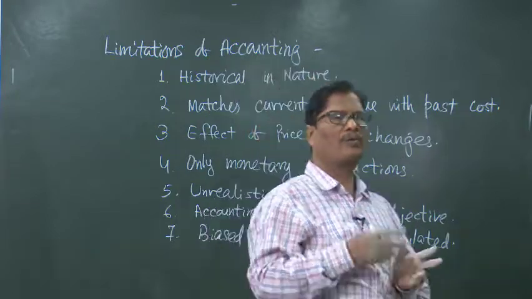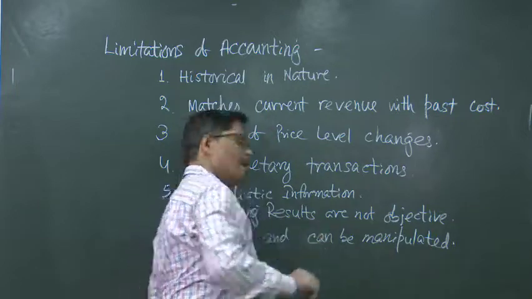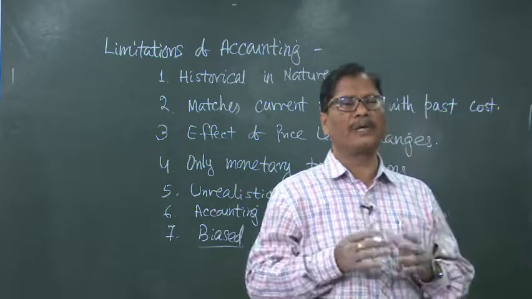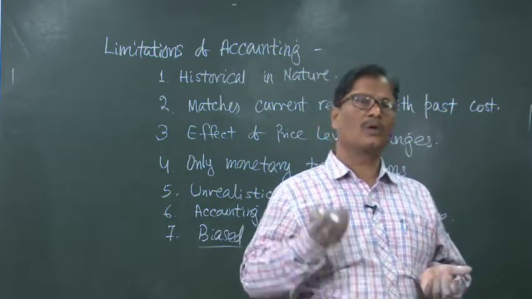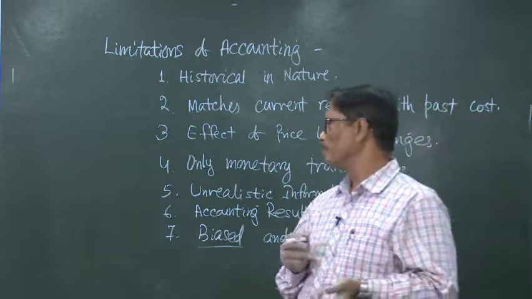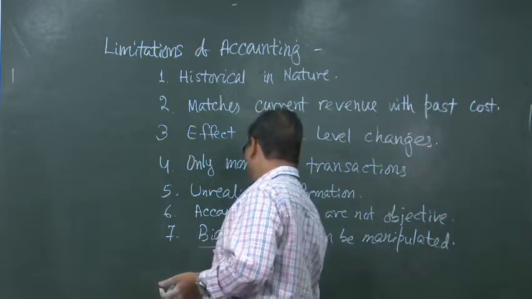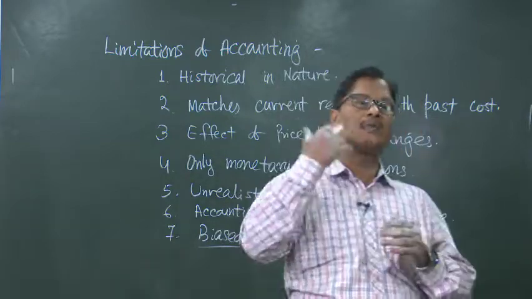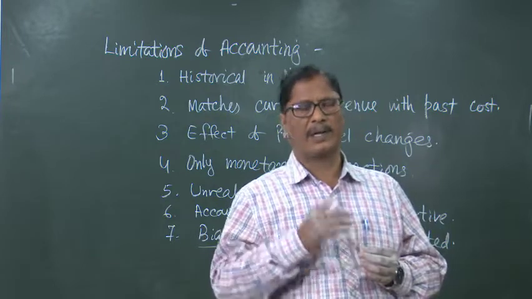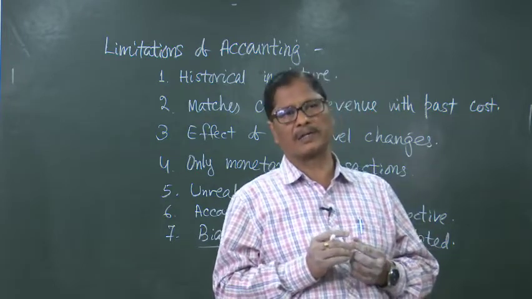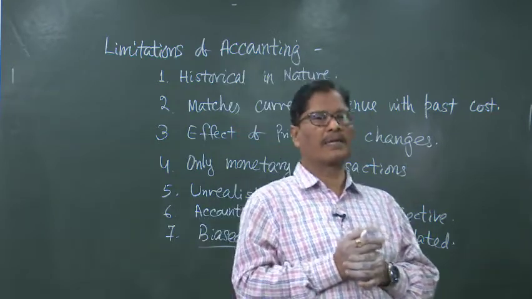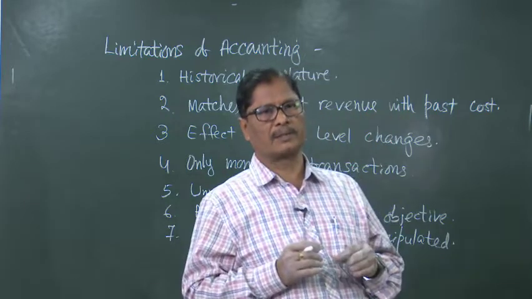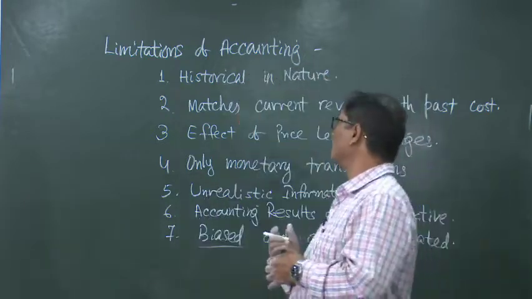Why is window dressing made? Due to this bias. The accountant is a human being, and every human being has some bias. So due to this biased nature, we sometimes make some mistakes, and the data which we are writing may not be correct. It can be manipulated also. So the accountant or the accounting is not free from this type of manipulation. So these are some of the limitations of accounting.